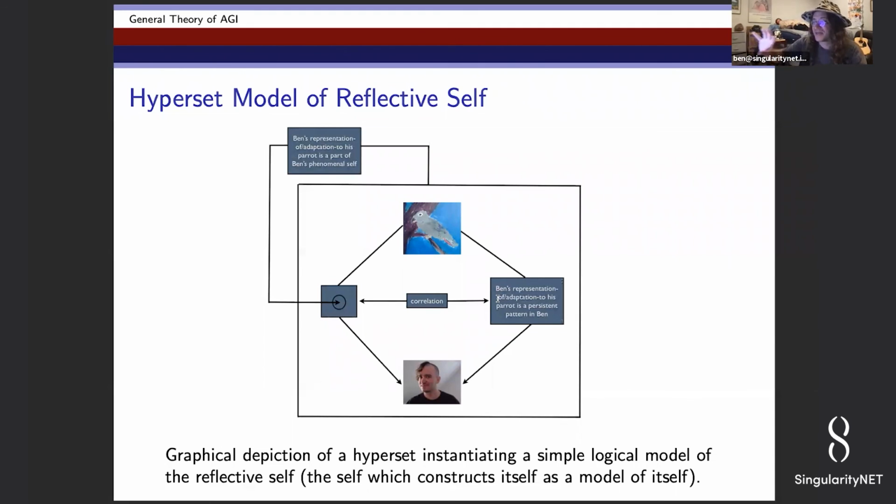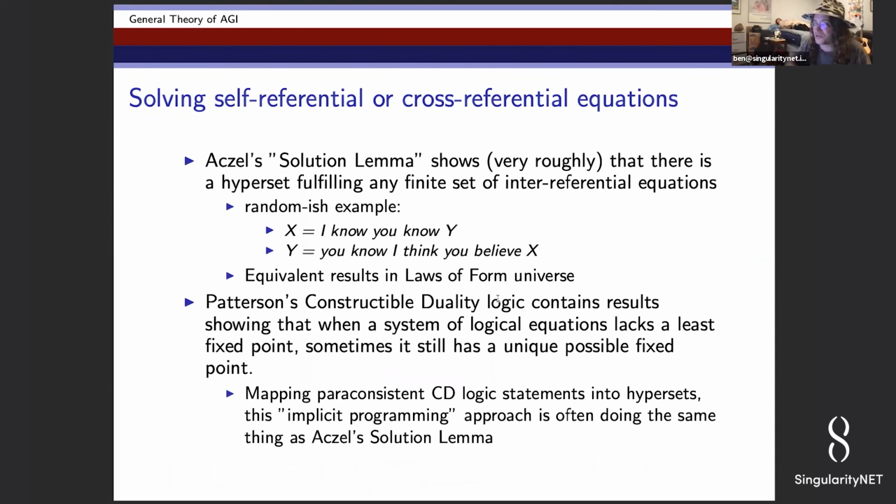And this sort of reflexive hyperset interpretation morphically maps into a Laws of Form representation in this graph, which maps into paraconsistent logic or a quantum probabilistic or a PLN representation. Choose your task and choose your representation, right? And taking it a little further, Aczel's solution lemma shows that if you have a finite set of interreferential equations like X is I know you know Y, Y is I think you believe X, right? Then there's some hyperset fulfilling that.